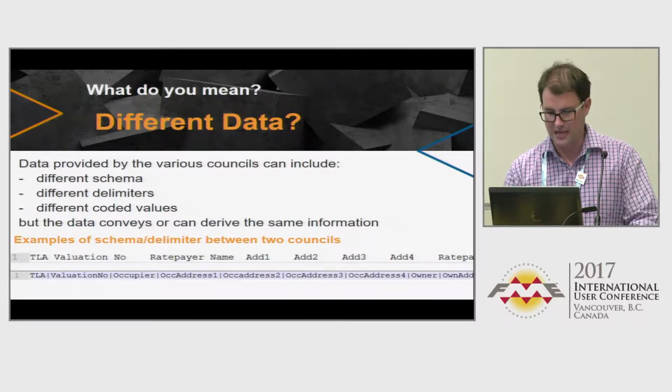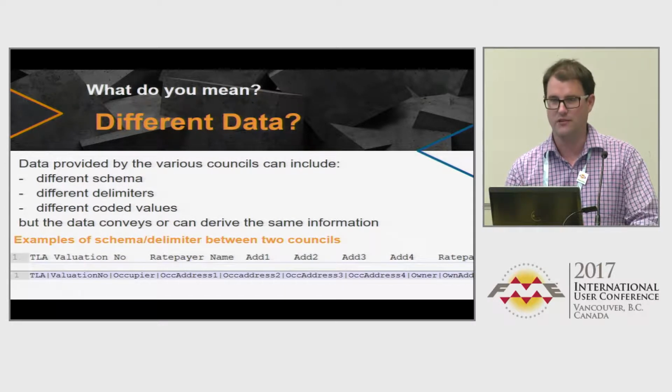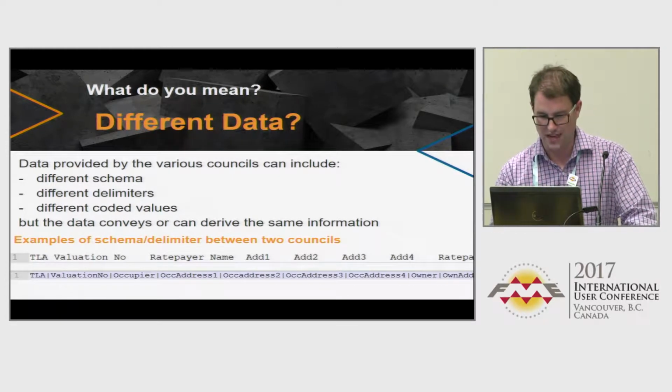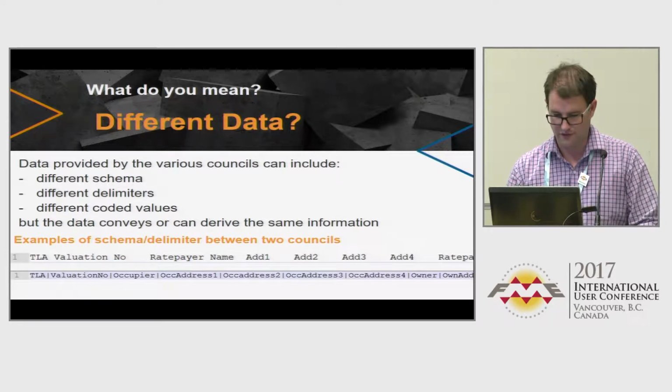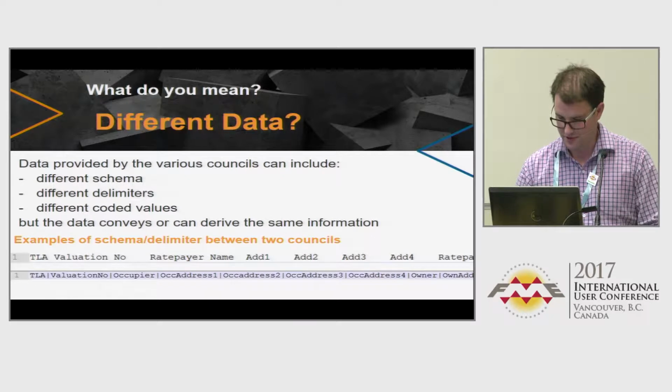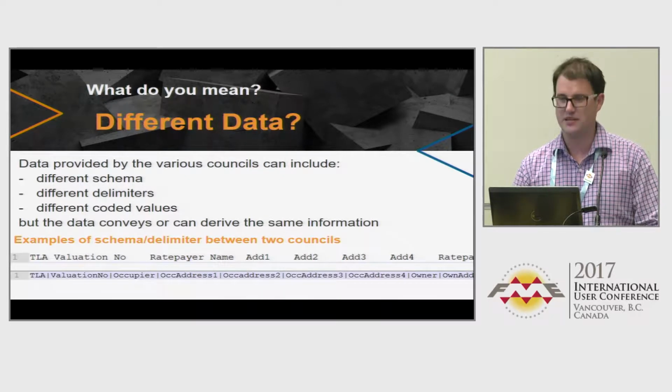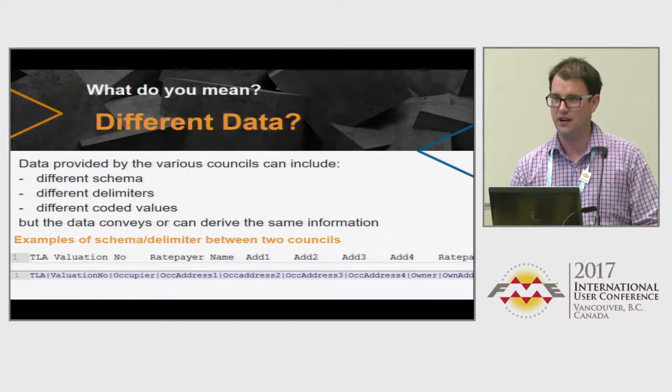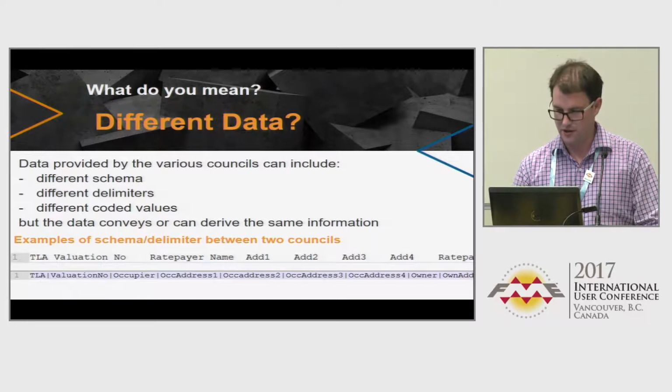So there's a couple of examples there of the 2 header rows in 2 of the councils. As you can see, the first one has got tabs and a few different names. The second one's using pipes or bars, depending on what you call them. And some of the table names are different.